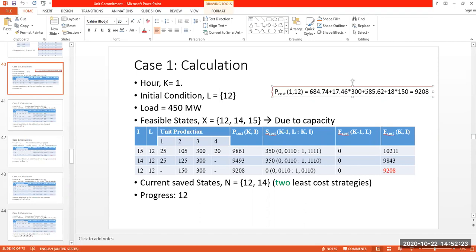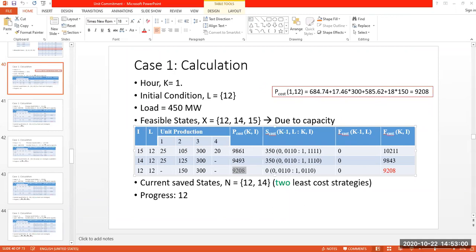Next we continue. This 585.62 is the no load cost for unit number 2 plus the incremental cost for unit number 2 multiplied by the production. The production is 150. You get it? So in total, we get 9208. This is how I have shown just one; the remaining are the same. Is it okay? How are we getting 9208? Just plugging in the values.